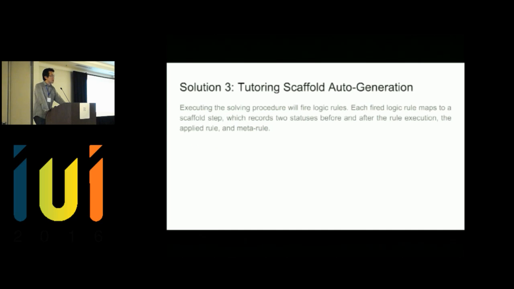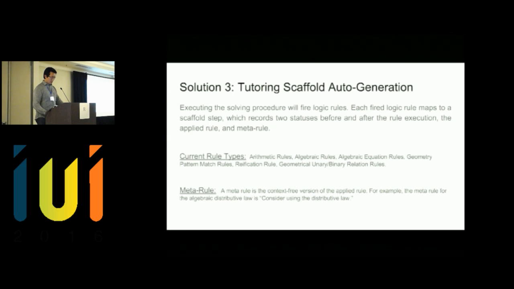During the quantitative reasoning, the scaffold generation is executed as well. Executing the solving procedure will fire a lot of logic rules. Each logic rule maps to a scaffold step, which tracks the two states before and after the rule is executed, also the applied rule and the meta rule. In our current system, we modeled different types of rules, such as arithmetic, algebraic, geometric pattern match rules, and verification, and so forth. A meta rule is just a context-free version of the applied rule.